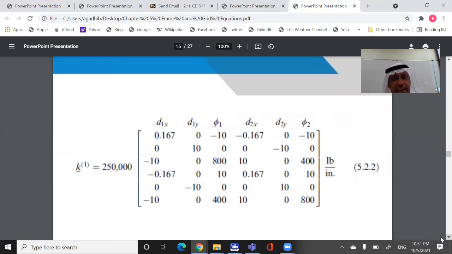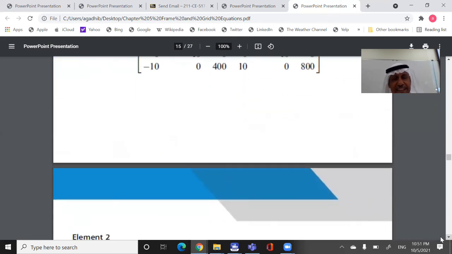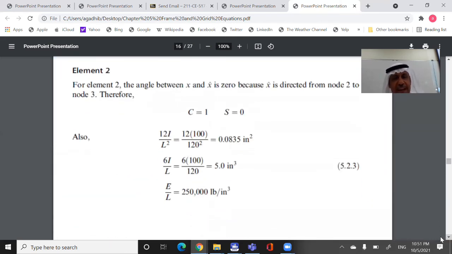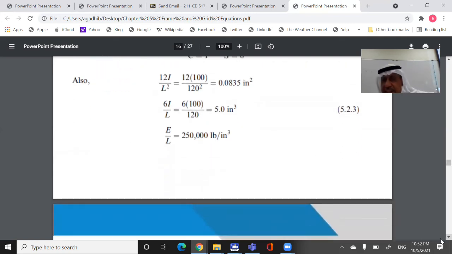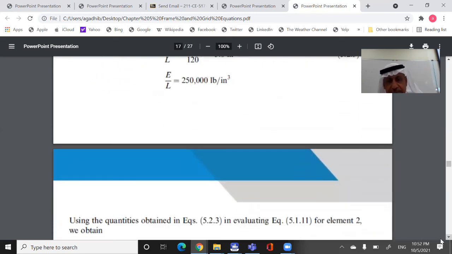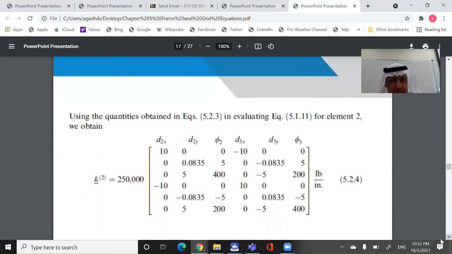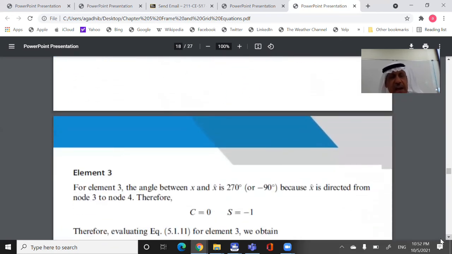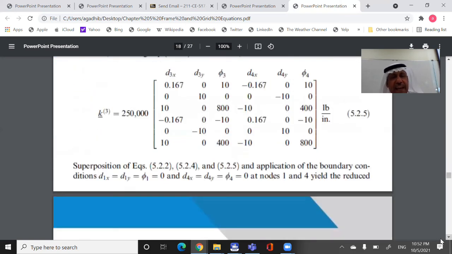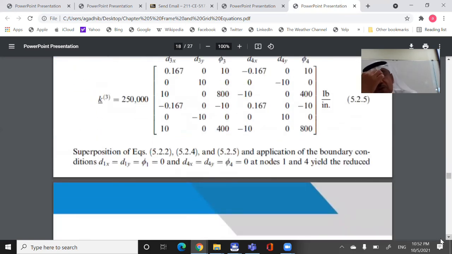In any case, find C and S for each member. This is K1 global. This is K2 global. You have to find C and S. You solved for a truss, so this should be easy, only it's more, right? Element number 3, K3. Okay, after that, tell me what to do. Global, you want to add them up, right?